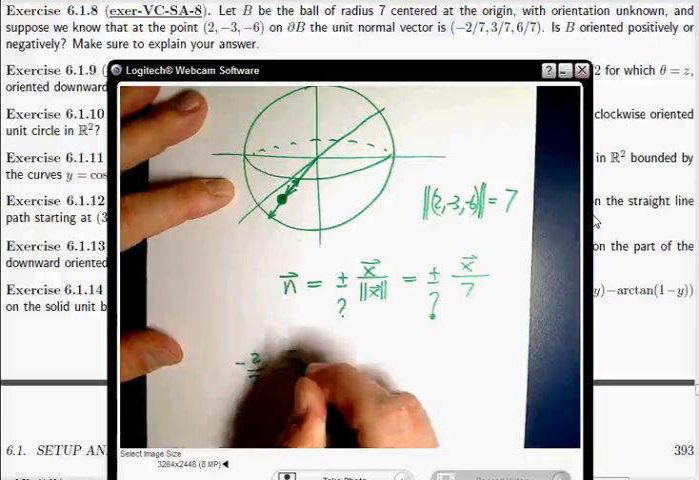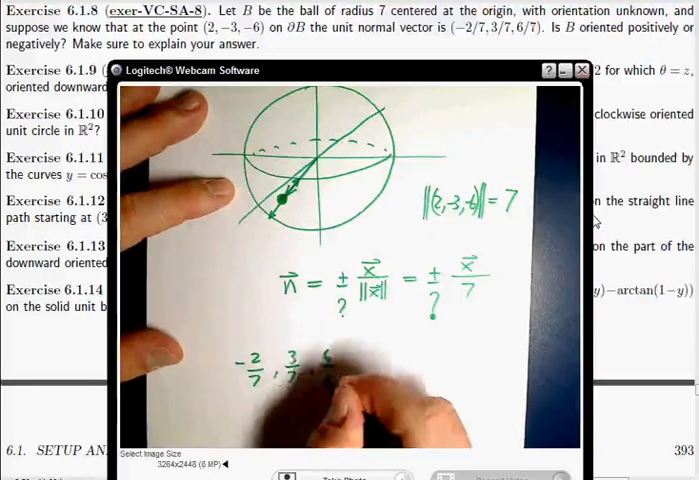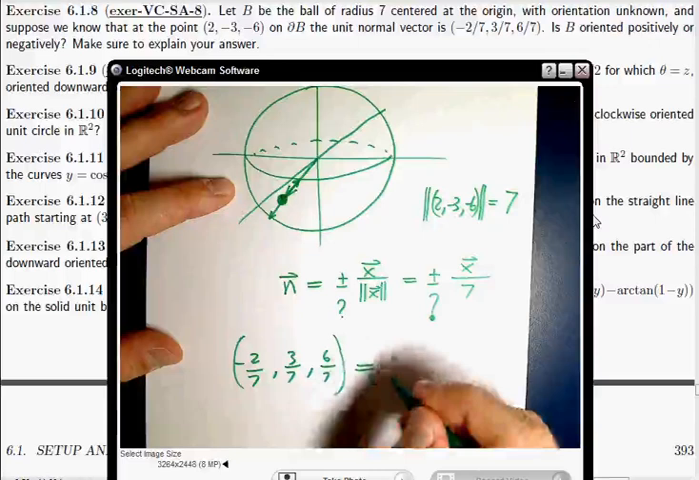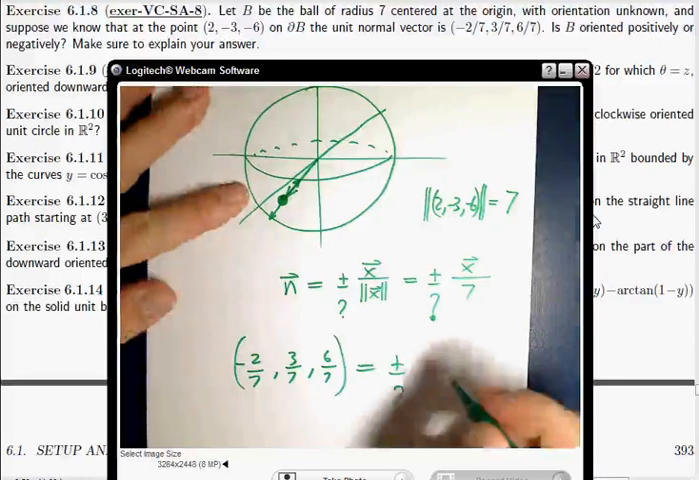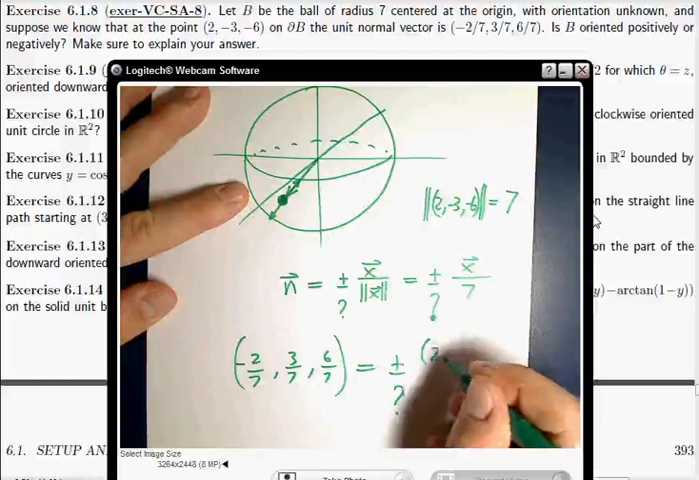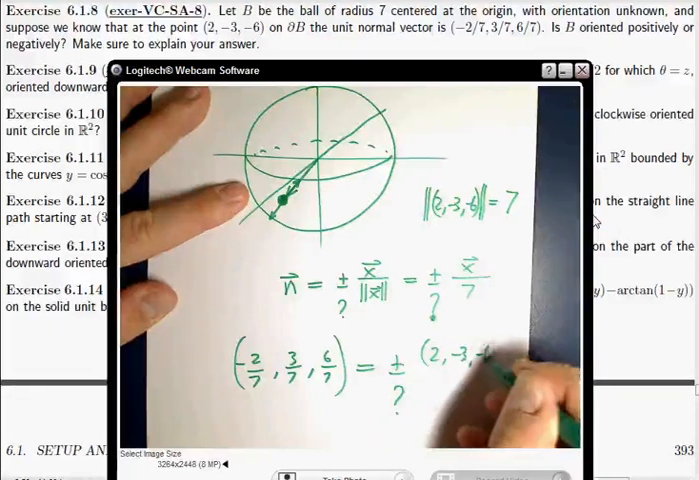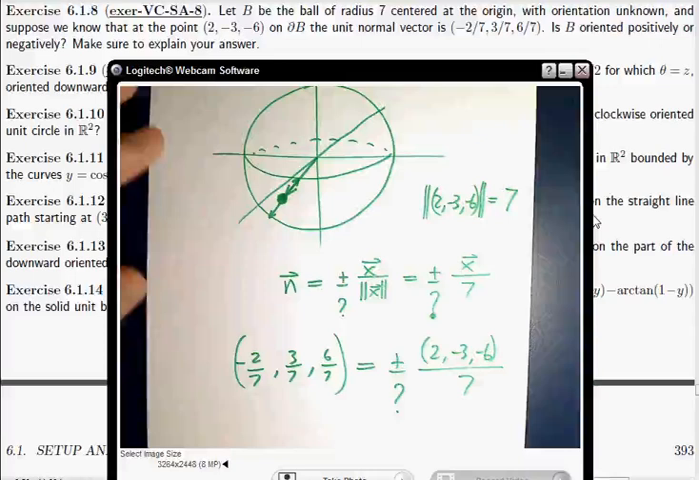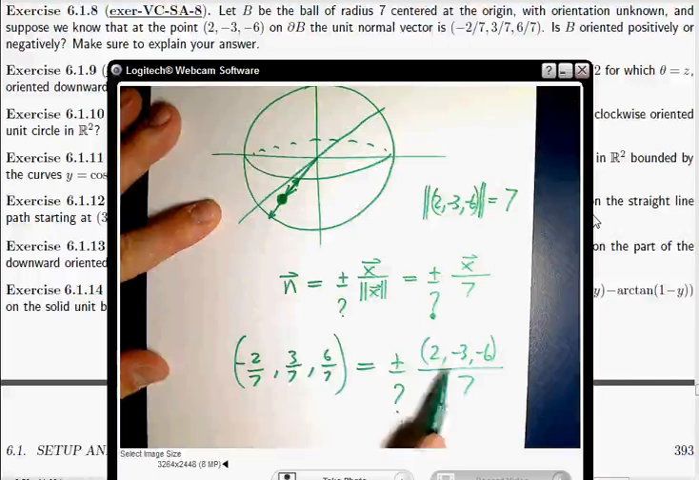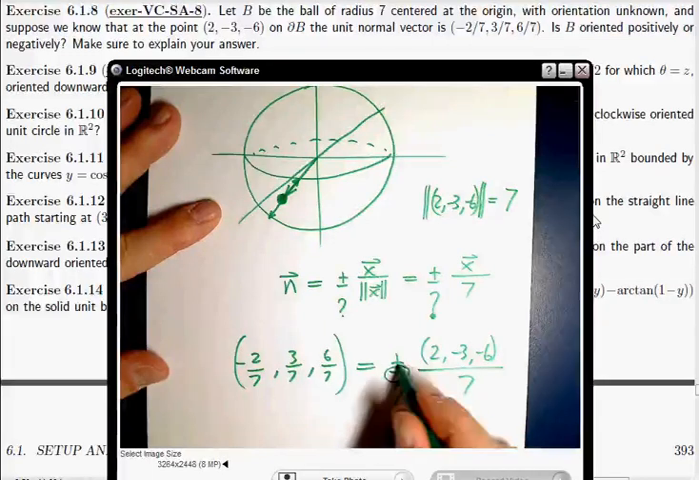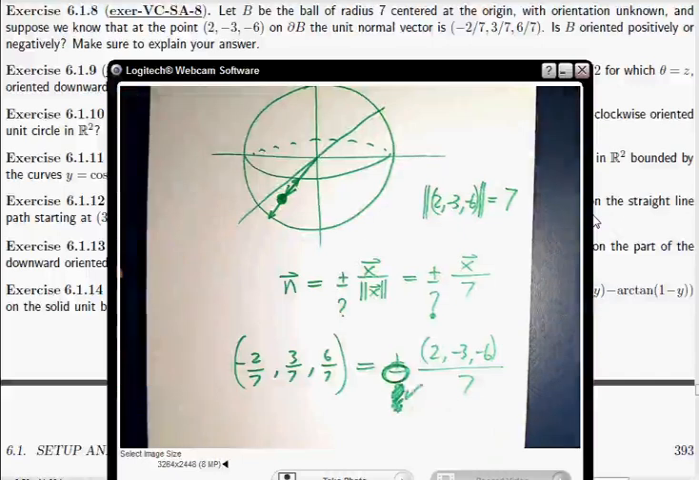So now what we have is that in this case, the normal vector is given as (-2/7, 3/7, 6/7), and that is plus or minus, still not exactly sure which one it is though, the position vector (2, -3, -6) over 7. And, well, golly, I can just look and see that, well, positive, negative, negative, negative, positive, positive. These two things are clearly negatives of each other. So I do know which one that is. Does that make sense? Okay.